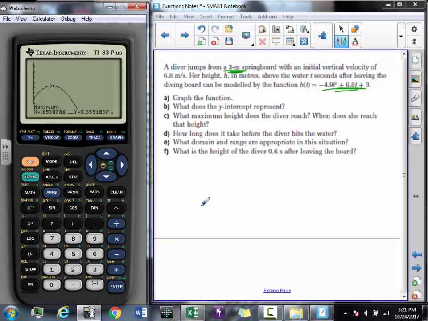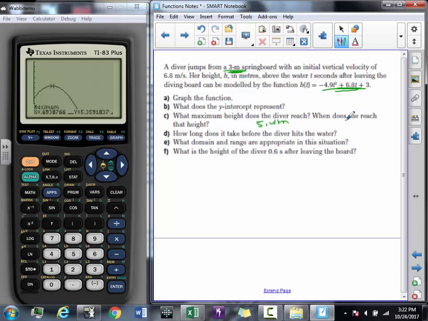Which one of these numbers here is the maximum height? The x value that I got or the y value that I got? Because I have 2 numbers, right? I have 0.693 and I have 5.35. Which one is her height? Y, yeah. So the maximum height they've reached, let's call it 5.4 meters. So she started on a 3-meter high diving board and got as high as 5.4 meters.